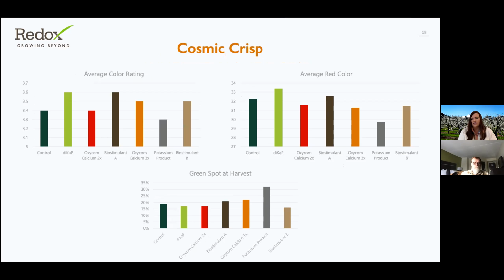They had a higher incidence of green spot, which is also a calcium disorder on the new variety Cosmic Crisp. And we did not see a negative impact on that amount with DICAP or Oxycom. And something we are doing is, you can see we looked at Oxycom twice and then Oxycom 3 times. So we're starting to look at seeing if we start applications earlier, if we'll see an increase in benefit. And I believe in Michigan, they are already doing Oxycom regularly throughout the season. Is that correct, Eric?